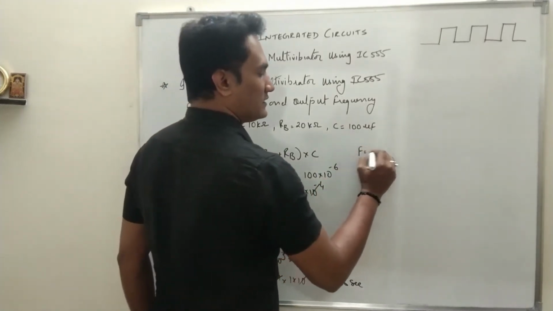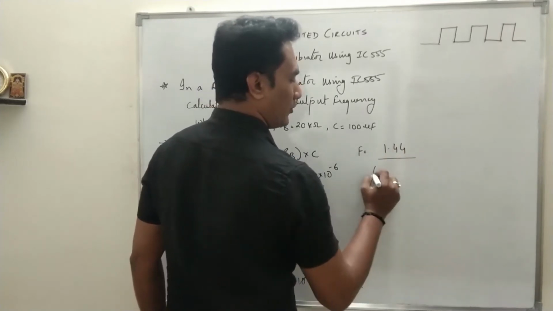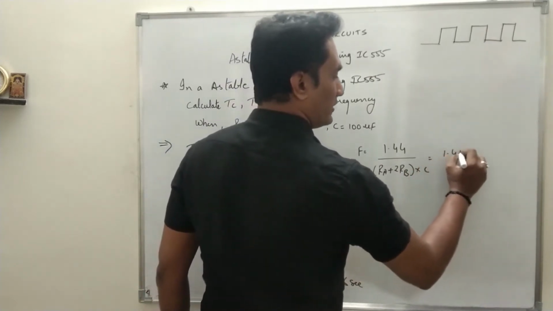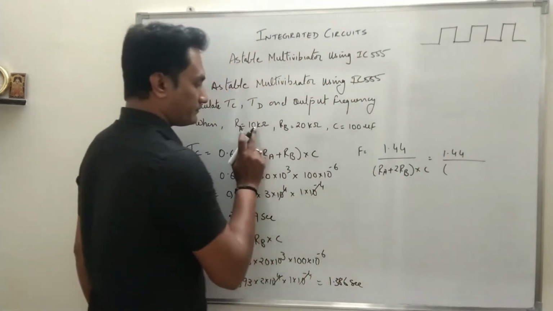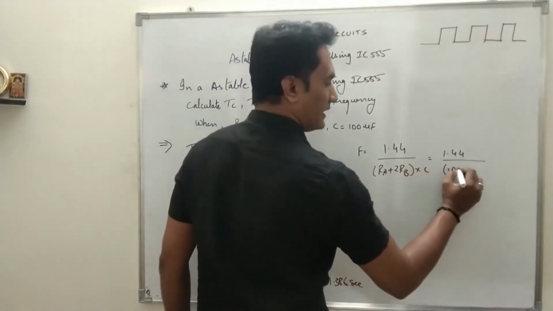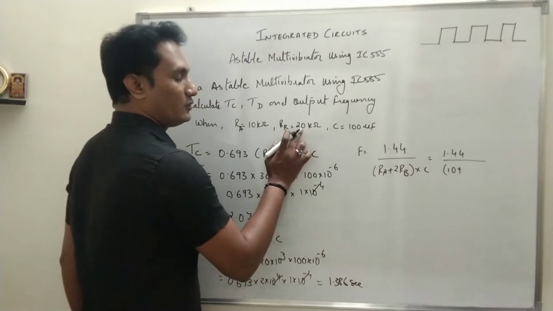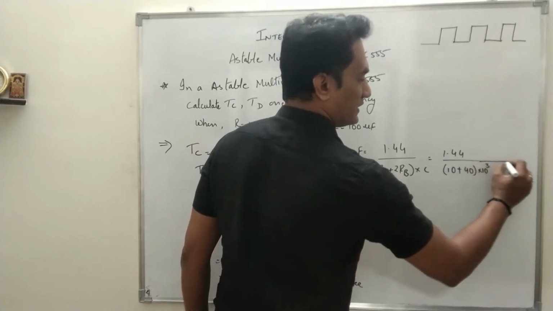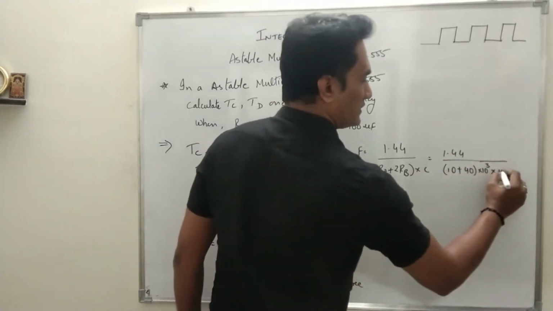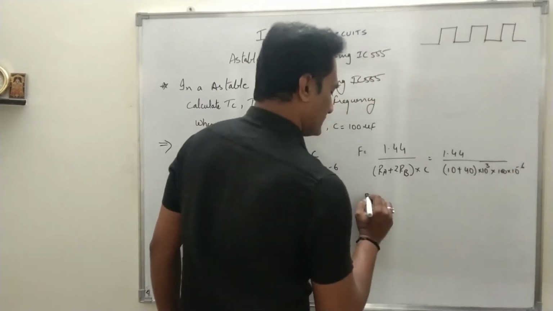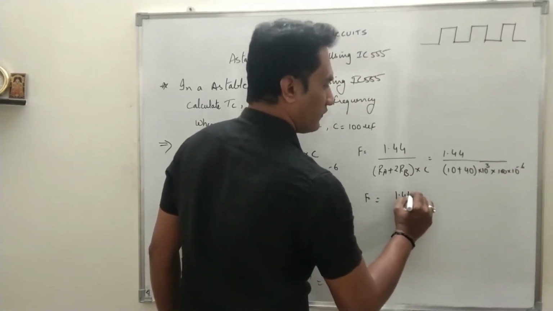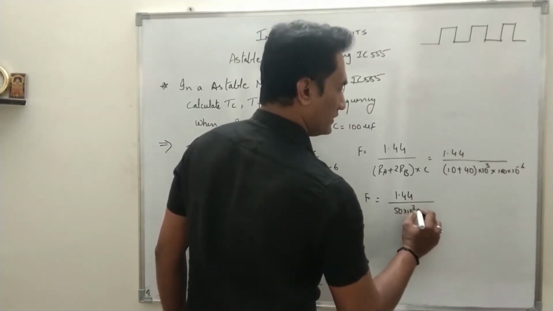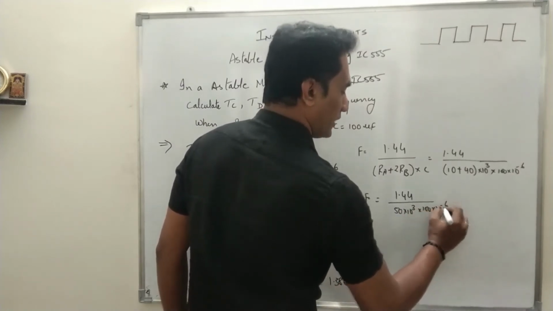The formula for frequency, F is equal to 1.44 upon (RA plus 2RB) into C. So 1.44, what is RA? RA is 10 kilo ohms, so I'll write 10 plus 2RB, what is RB? 20, 20 into 2 is 40, 40 into 10 to the power 3, that is kilo ohms, multiplied by capacitor value, which is 100 into 10 to the power minus 6. So F is equal to 1.44 upon, this value will be 50 into 10 to the power 3 multiplied by 100 into 10 to the power minus 6.